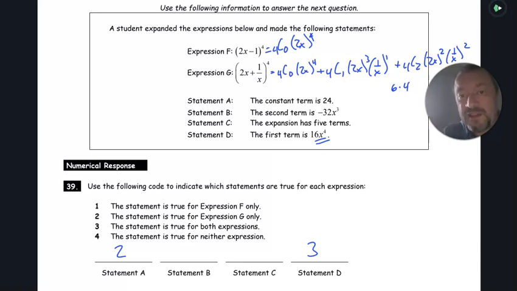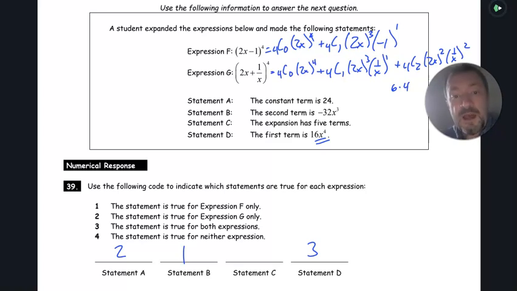Now let's go back and keep looking at this expansion here. The next term is going to be plus 4 choose 1 times (2x)³ times (−1)^1. Now let's just double check this. We know that 4 choose 1 is going to be 4. And (2x)³ is going to spit out an 8 as a coefficient. We multiply those together, we are going to get, in fact, −32x³. So that is true for expression f.